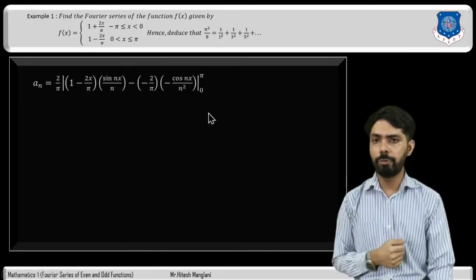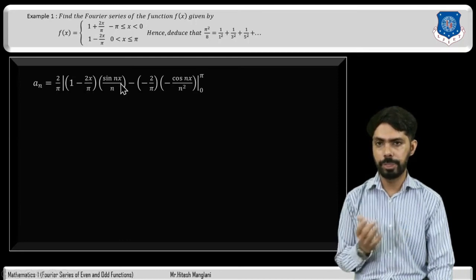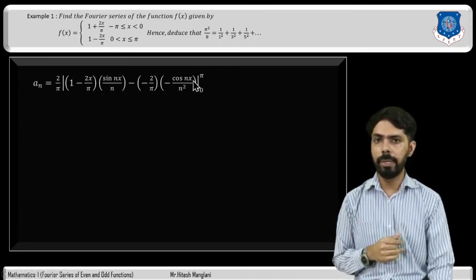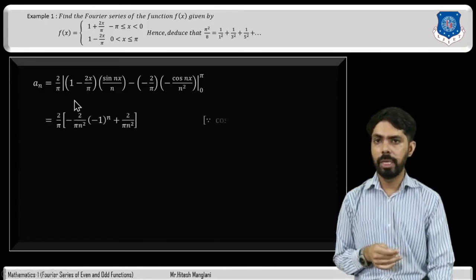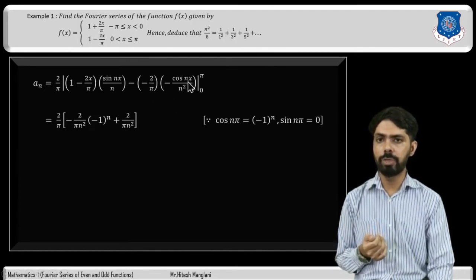Now here first of all we will replace x by pi. So we know that the value of sin n pi is 0. So no need to write down this term. And here we will replace x by pi. So here it will be cos n pi. So an will be 2 by pi in bracket. Here minus, minus and minus. So it will be negative. So 2 divided by pi n square, and the value of cos n pi is minus 1 raised to n.